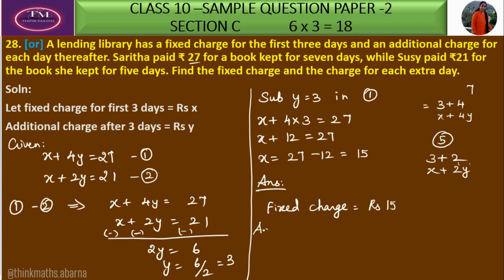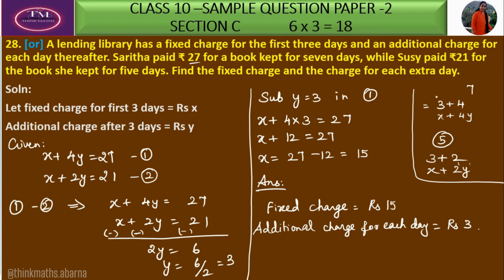Then additional charge for each day equal to, it is assumed as y, so y is 3, it is rupees 3. Okay, so this is the solution and these are rough work. Okay, children, I hope you can understand this problem.